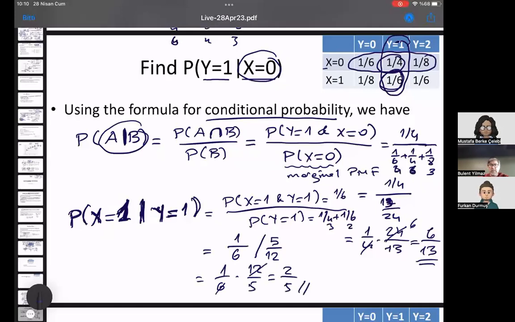Easy, right, arkadaşlar? I'm sure you got the main idea, hopefully. So marginal probability and joint probabilities are kind of easy concepts in PMFs. You can easily solve these questions and then find out the answers, okay?